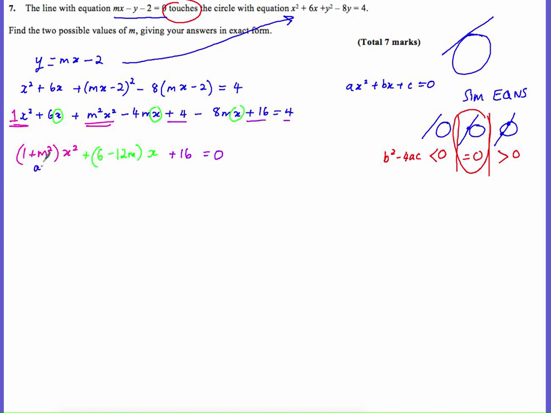A, B, and my C. That's probably the hardest bit. The rest now is just using your brain.